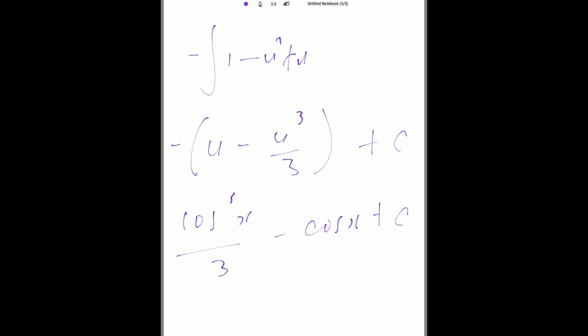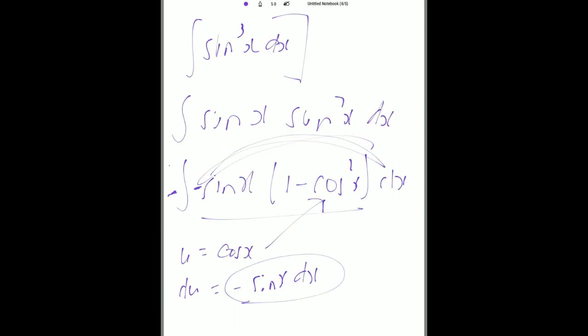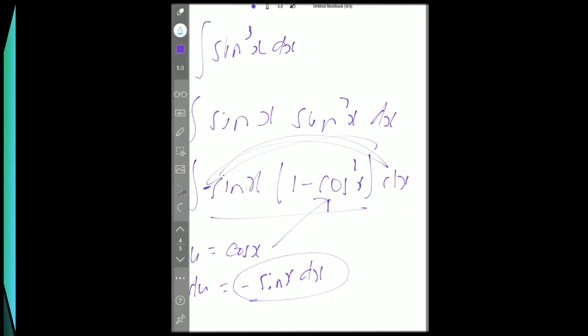So looking at this, I must mention that whether you were given sine to the third power, sine to the fourth power, cos to the third power, cos to the fourth power, or anything of that sort, we would use the same principle.